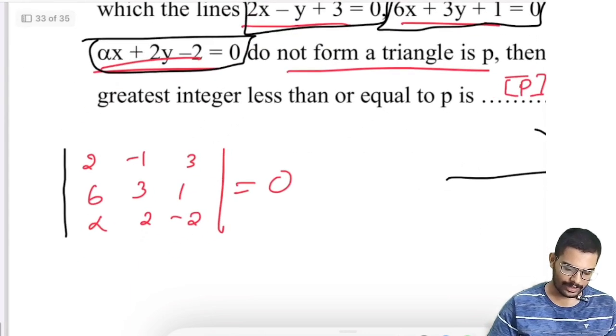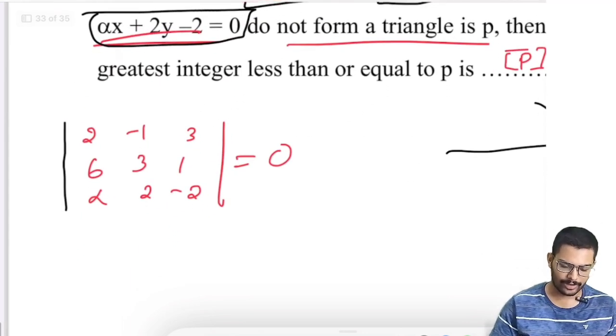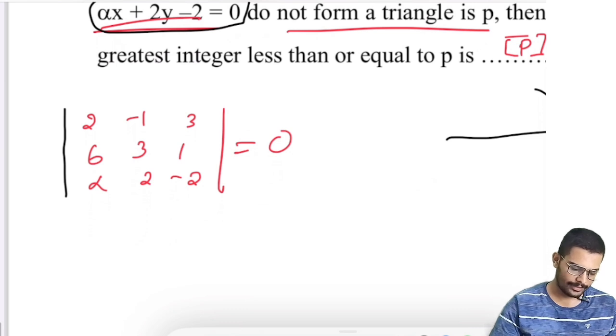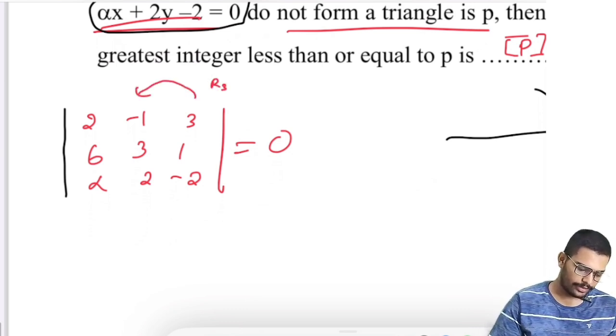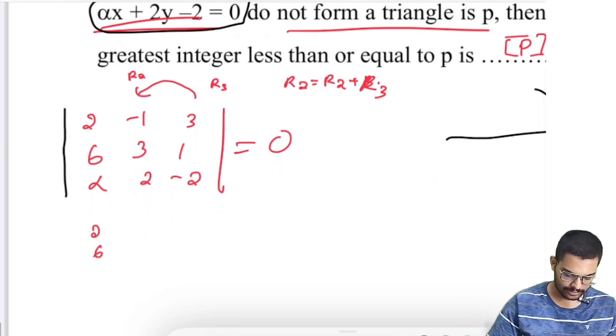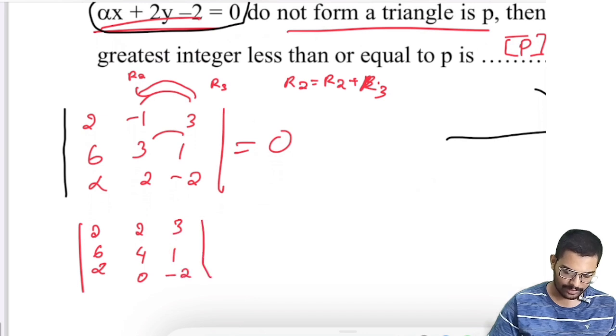Now we can solve this determinant. If you want, you can use elementary operations, or you can directly go with the Sarrus method. But performing one elementary operation will make the calculation easy. I am adding row 3 to row 2, which means row 2 becomes row 2 plus row 3. The first row is constant. When you add, 2 plus 6 alpha, then 3 plus minus 1 will be 2, 1 plus 3 will be 4, and 1 minus 2 gives 0.